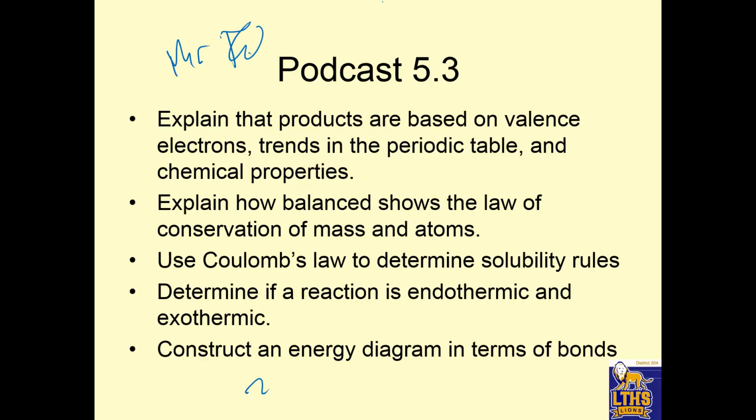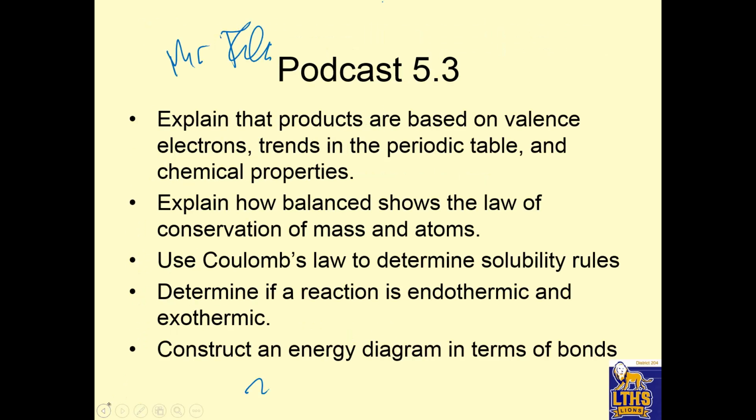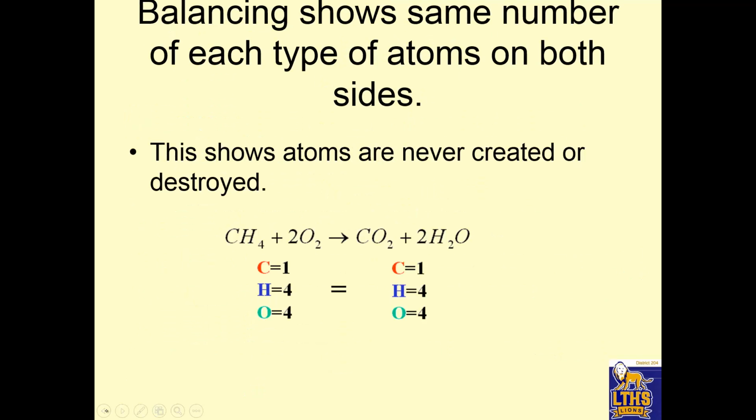Welcome to podcast 5.3, where we are going to explain how products are based on valence electrons, trends in the periodic table, and chemical properties. So the explanation of why they happen. Explain how balanced reactions show the law of conservation of mass in atoms. Use Coulomb's law to determine solubility rules. Hey, we did that already. And determine if the reaction is endothermic and/or exothermic. Construct an energy diagram and bonds. Let's do it.